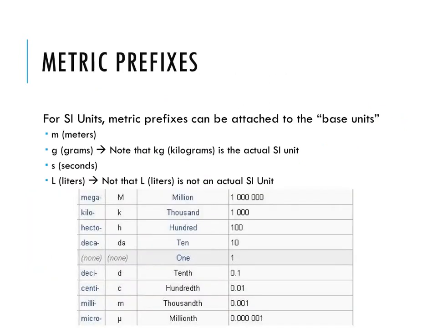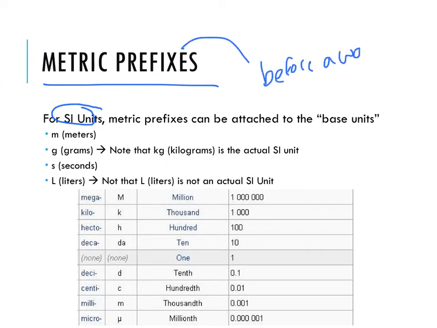So the reason that the rest of the world and scientists really love the SI units is because you are able to use what are called metric prefixes. Prefix just means it comes before a word. So you'll learn this in English class, but you're also learning it in science class. So these prefixes can be attached to the base units.